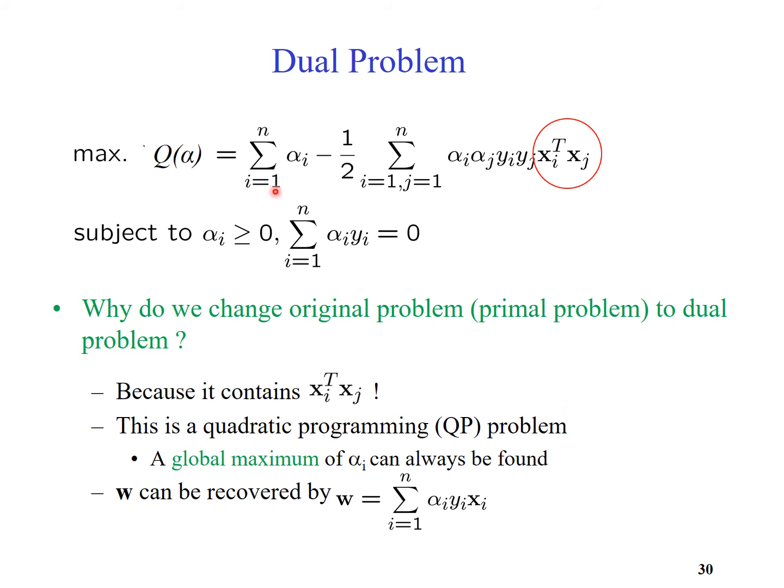So this is the dual problem. You solve this problem. This is a dual quadratic problem, a very easy problem. And when you get the alpha value, the W value can be calculated very easily, like using this.